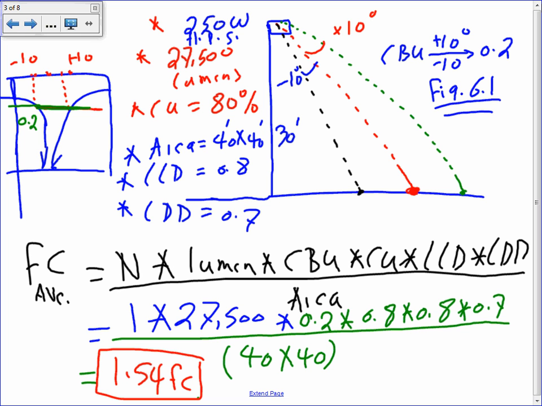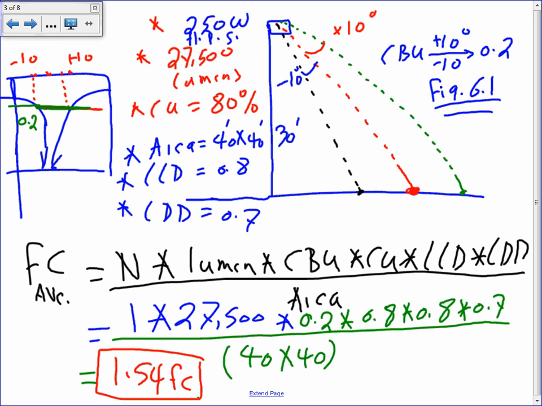So I have a fixture, 250 watt high pressure sodium. It's shooting 27,500 lumens. The efficiency of this fixture, or coefficient of utilization based on the design, is given by the manufacturer as 80%. The area that I need to light is 40 by 40. The lumen depreciation is 0.8. The dirt factor is 0.7. It's a dirty place. They don't clean them often, right? That's what 0.7 means, dirt factor.